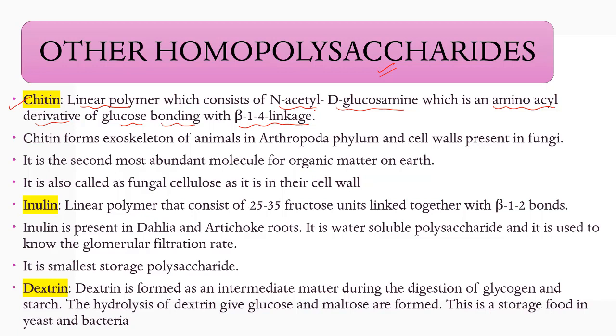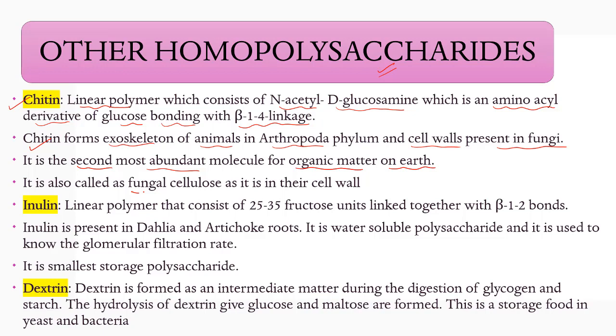And if we take the amino derivative of that polymer, that is known as N-acetyl D-glucosamine. Chitin forms the exoskeleton of animals in the case of arthropods, and the cell wall in the case of fungi. After cellulose, chitin is the second most abundant molecule of organic matter on Earth.